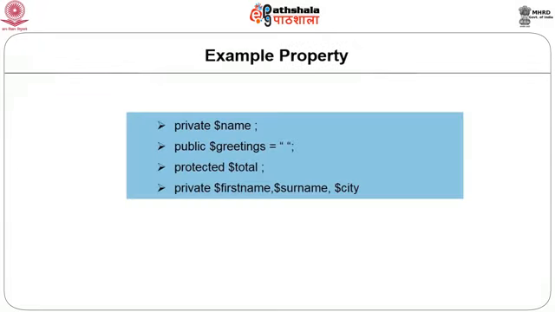These are examples of properties. For example, I define here private $name. So this is one property, the name is name and its access modifier is private. Then I define another, public property, public $greetings, assigned to an empty string. So the access modifier for this property is public, the name is greetings and the value is an empty string. In the same way you can define a protected total, and here I define in a single line private $firstname, $surname, $city. So these are three attributes or properties with a private access modifier.